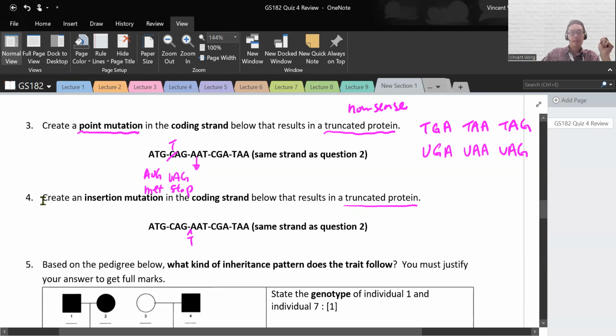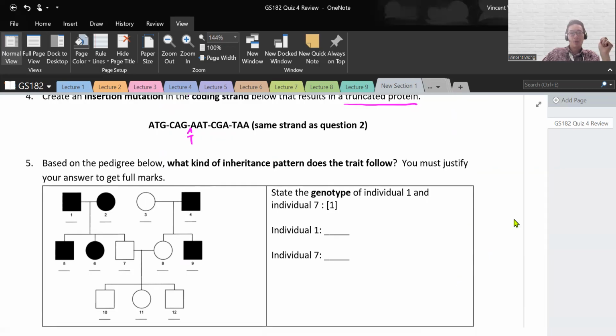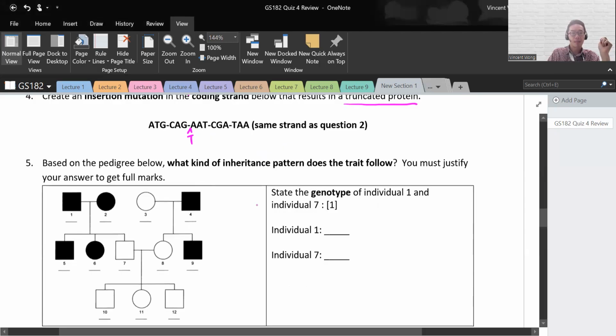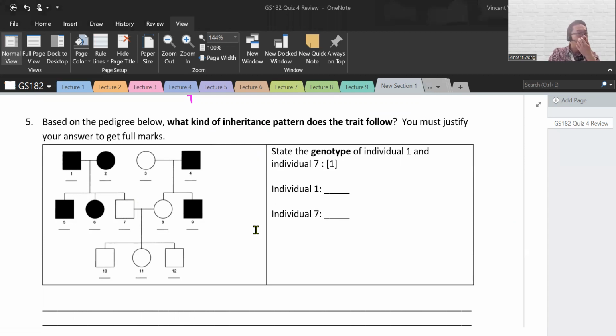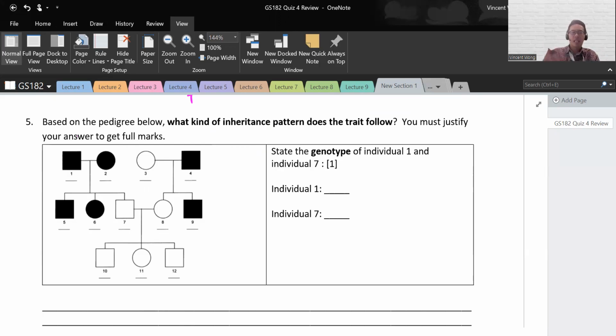Okay. Let's take a look at the next question here. It says, based on the pedigree below, what kind of inheritance pattern does the trait follow? Right? You must justify your answer to get full marks. All right. So remember, squares are male, and circles are female. And if they're shaded in, it means they are expressing the trait. Okay, they have the trait.